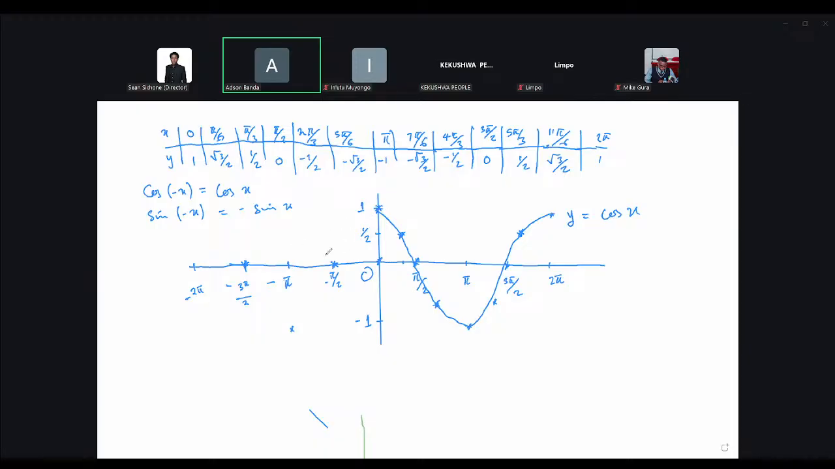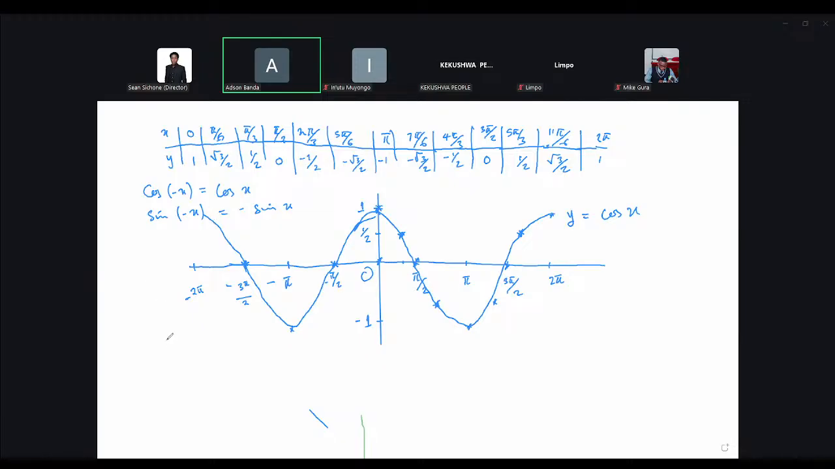So this graph can be extended in the negative direction to get that shape. Okay, so this is a graph of y is equal to the cosine of x. And you can see that as you go around the circle, you can go all the way to infinity in the x direction and minus infinity in the negative x direction.